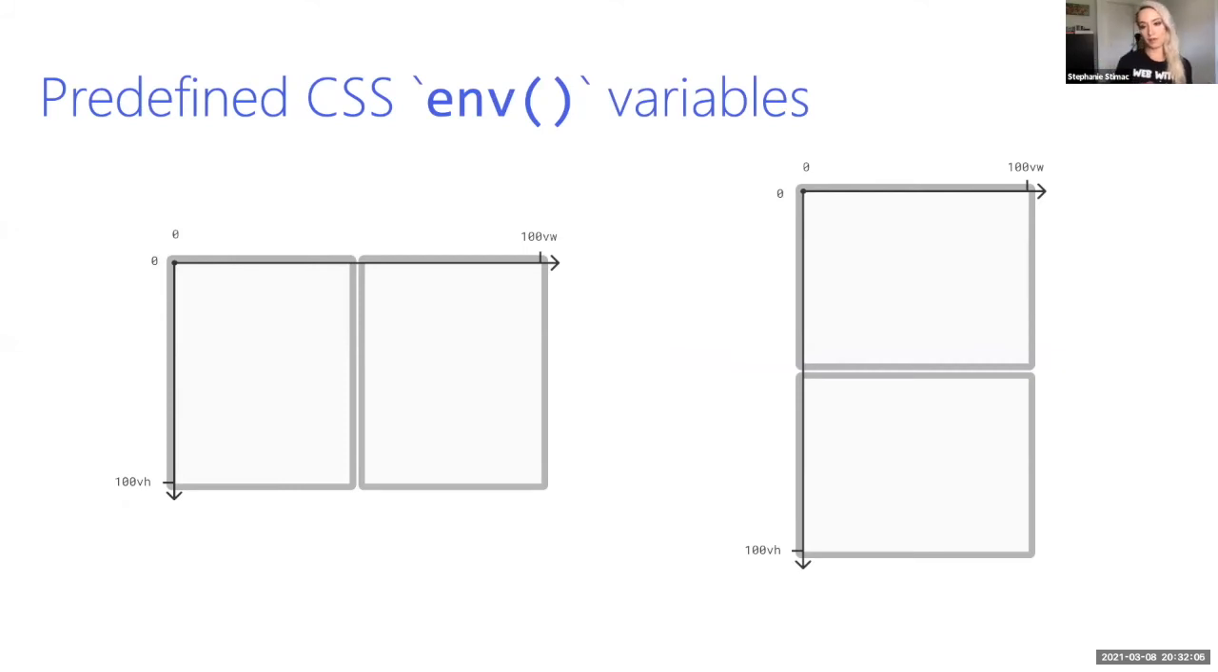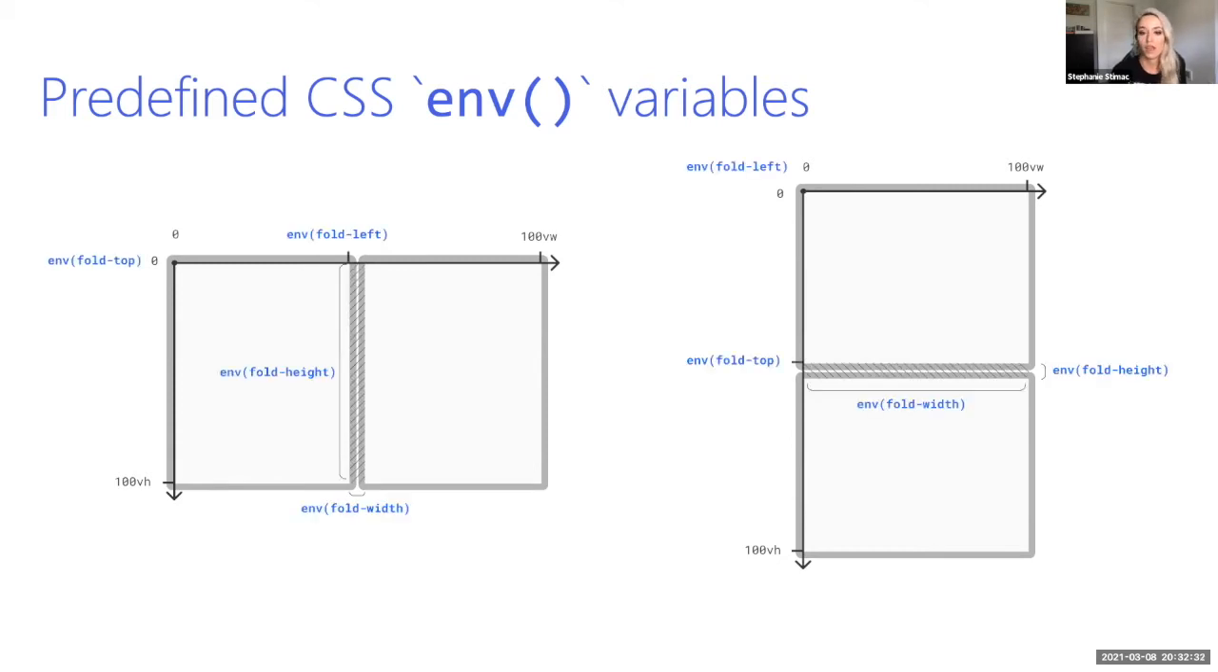So on top of the media query, the team has also introduced a set of predefined environment variables that will help with identifying the geometry of the fold. And when I say geometry, I mean the position and size relative to our client coordinates. So in this illustration, we know the 0 point coordinates, and we know where the 100 viewport width and viewport height coordinates are. And so we have 4 new variables to help with this. So we have fold top, fold left, fold height, and fold width.